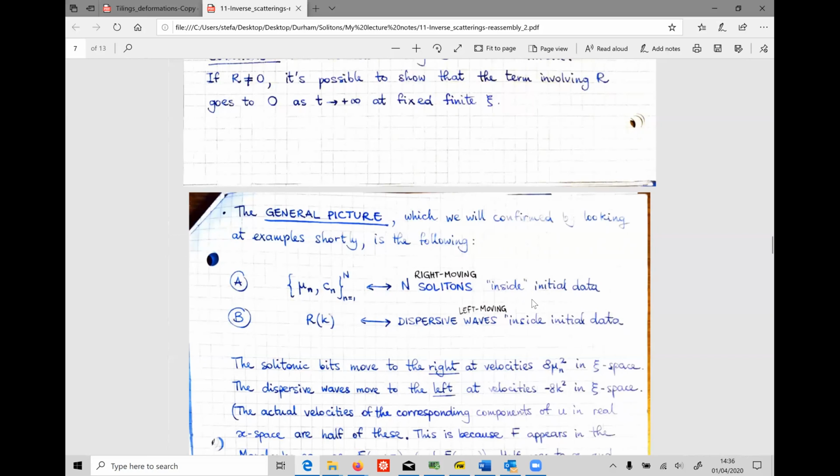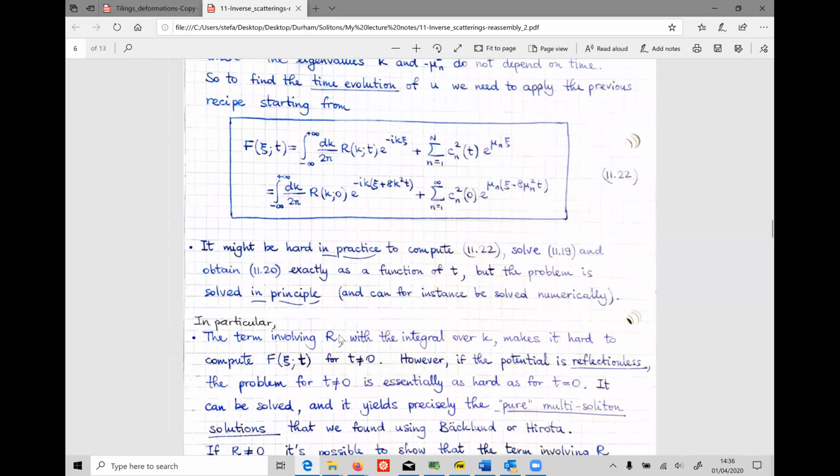On the other hand, if you have only the continuous part of the spectrum, then the scattering data consists of the reflection coefficients R of k. So now you only have the integral and no sum.